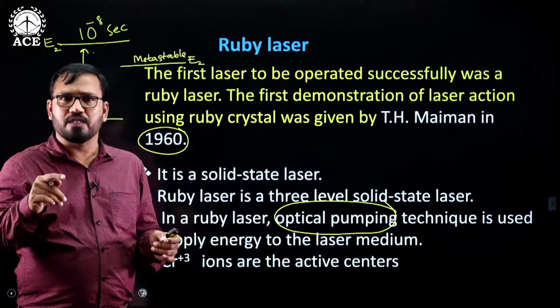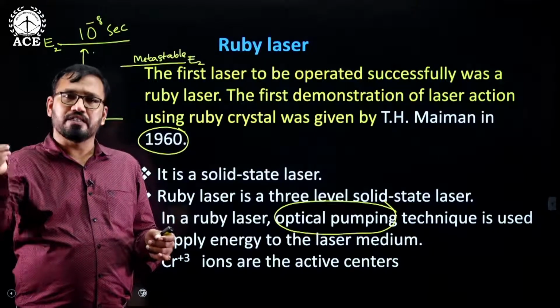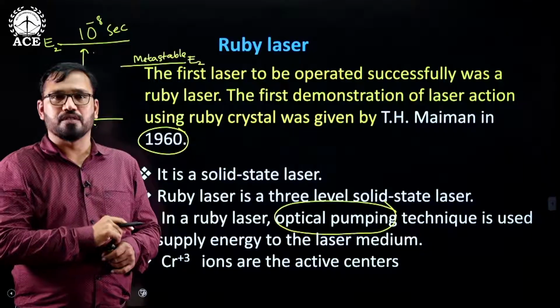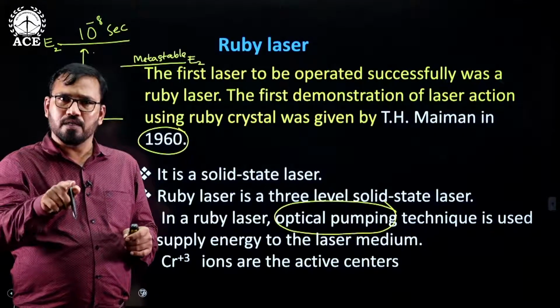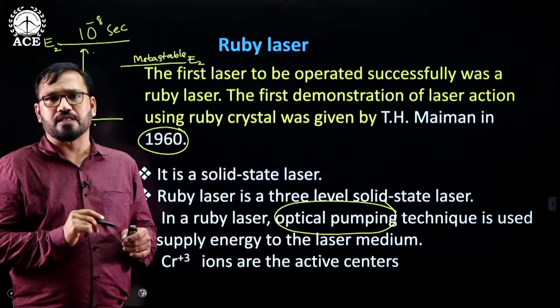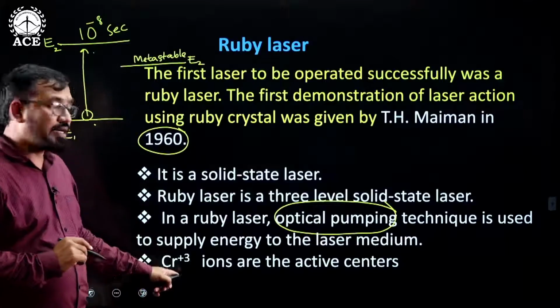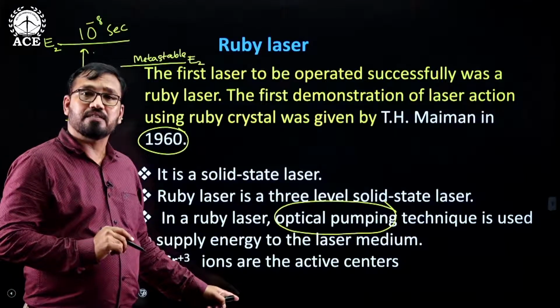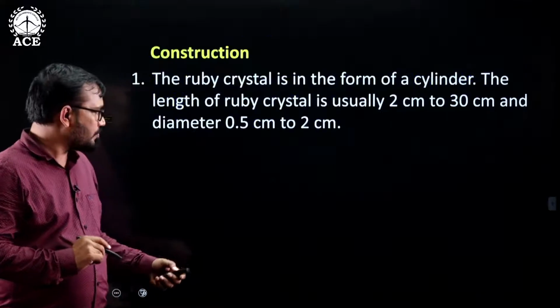Without population inversion, lasing action can't be done. Once we achieve the population inversion, next follows stimulated emission. First, what we have to achieve? Population inversion, followed by stimulated emission. Then what are we going to get? Lasing action. So which kind of pumping? Optical pumping mechanism. So what are the materials, the ions that we are using, the active centers? Chromium plus 3 ions.